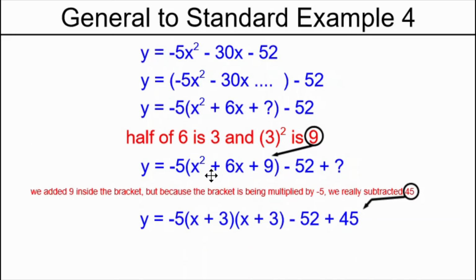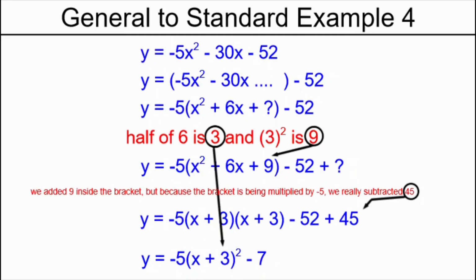We also have to factor our trinomial. When we apply the simple trinomial factoring method to x squared plus 6x plus 9, we get x plus 3 as our factors. Now we can simplify it and give our final equation. We write x plus 3 as x plus 3 squared. And we combine the minus 52 and the 45 to get the minus 7. We have our standard form version of the equation.